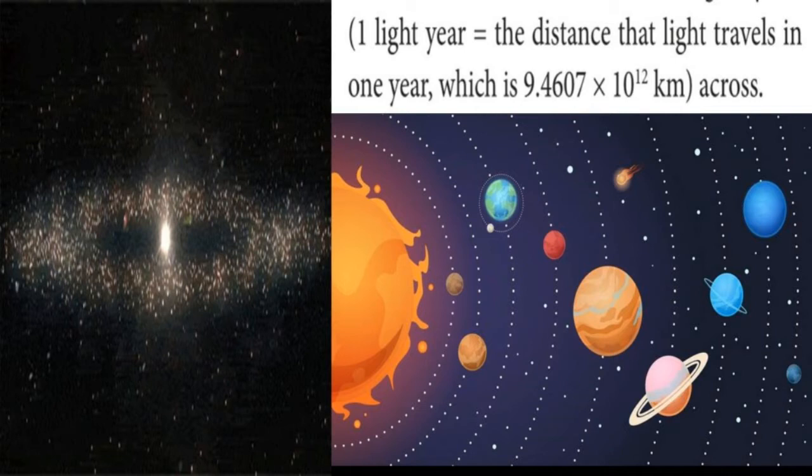Scientists, however, measure the size of the universe by what they can see. This is called the observable universe. The observable universe is around 93 billion light years across. 1 light year is equal to the distance that light travels in 1 year, which is 9.4607 × 10^12 kilometers.